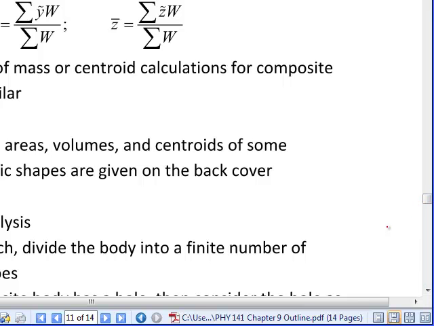So procedure for analysis: using a sketch, divide the body into a finite number of simpler shapes. Usually the lowest number of shapes you can draw it in is going to be the best, right? If you can draw something as 5 different shapes, but you can also draw it as 3 different shapes, it's going to be fewer calculations to do the 3 than the 5, and probably less likely to make a mistake.